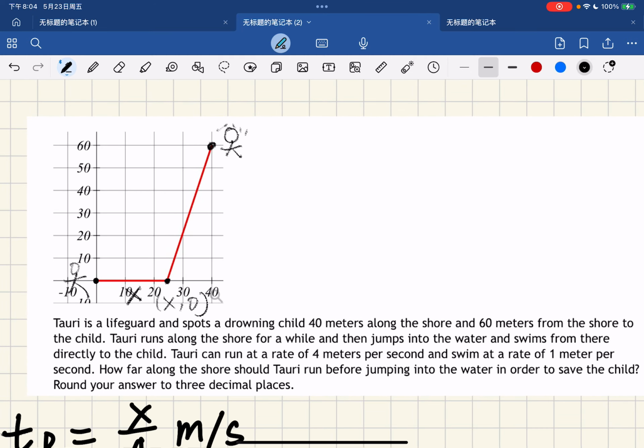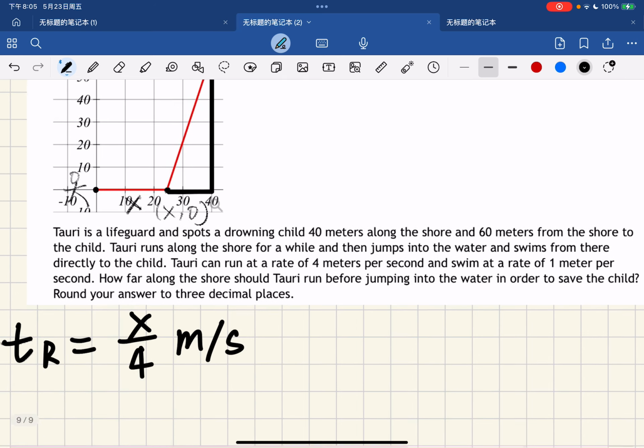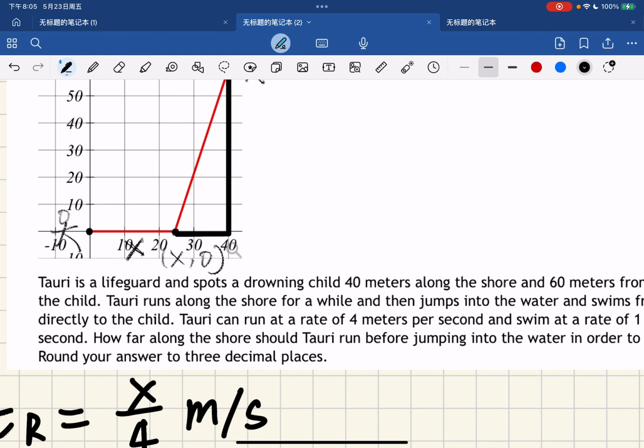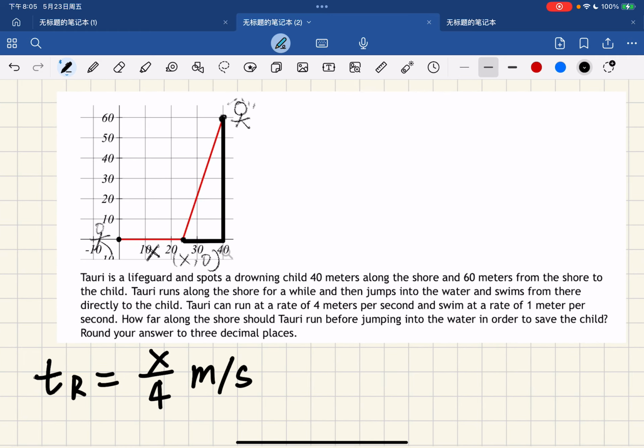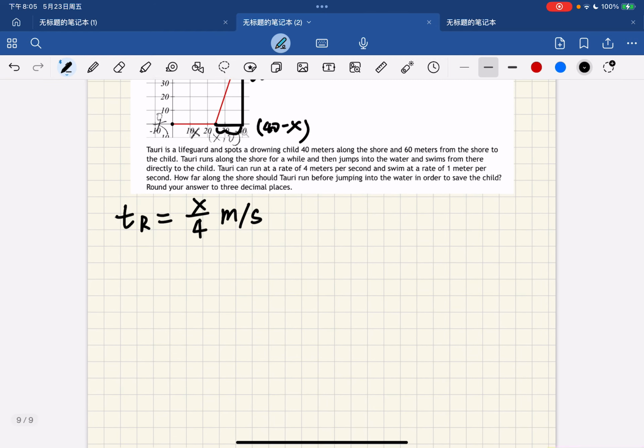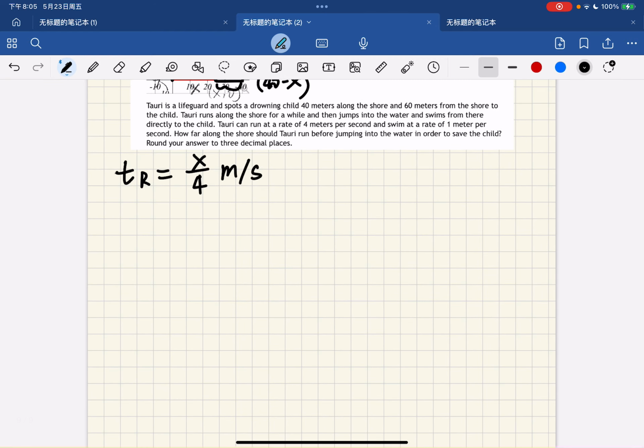In this problem, we can just create a triangle on the axis, which looks like this. And we can use the Pythagorean theorem. On this side, this will be 60, and for the bottom part, this will be 40 minus x. So we can use these numbers to create an equation.